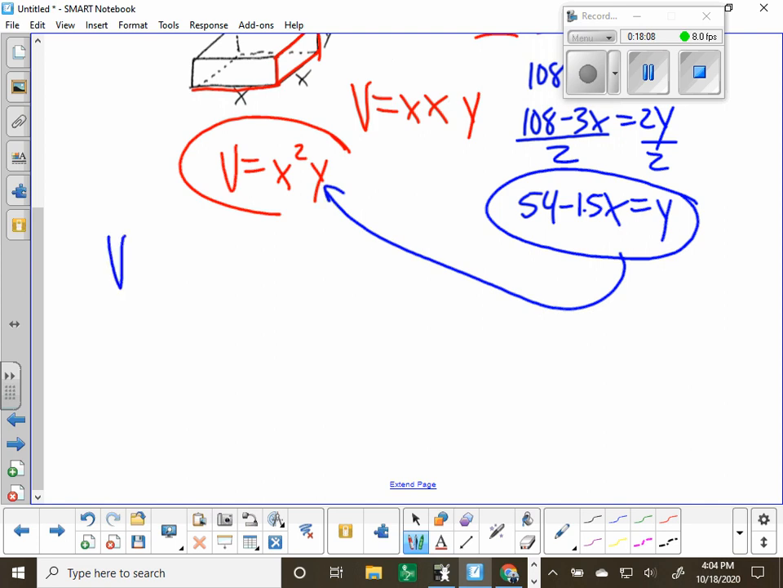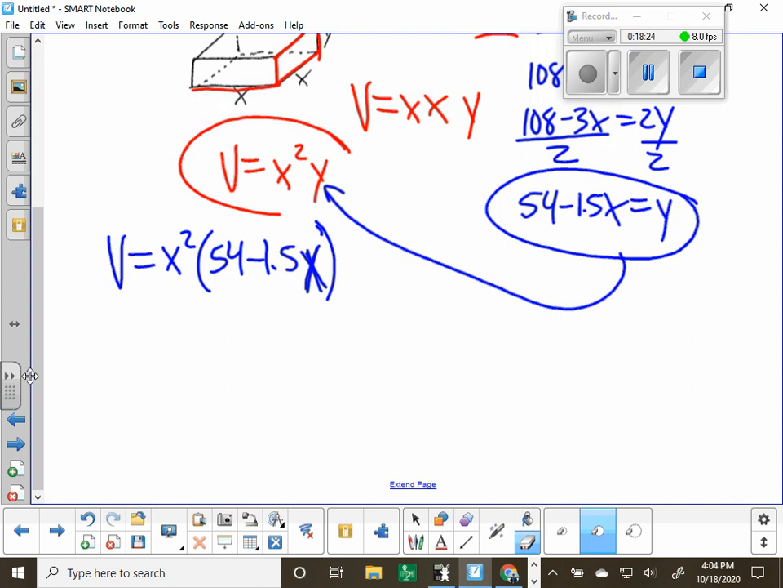So what is volume now? Volume is equal to x squared, and then 54 minus 1.5x. X, not y, x. That's a terrible x. I'm going to erase that and fix that, make it better. And x. So now I'm going to type this into the graphing calculator and find out the maximum volume. So I do have the volume in terms of x, so the length of the side of the base is creating this situation.